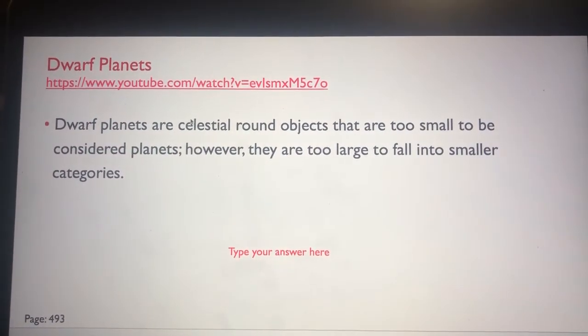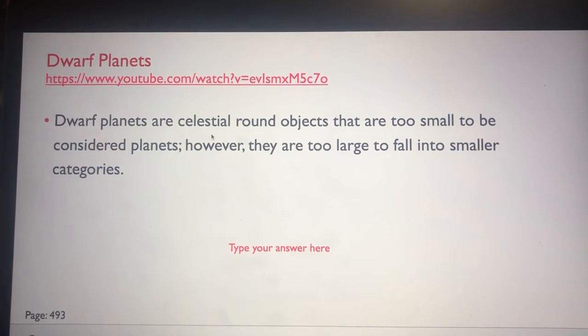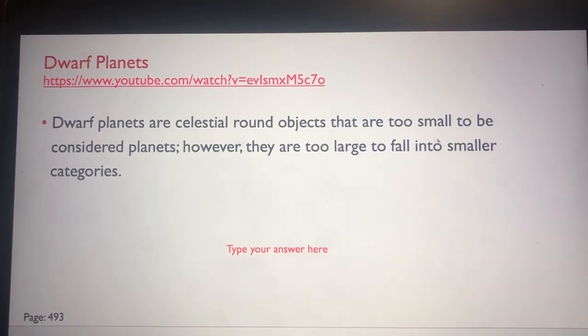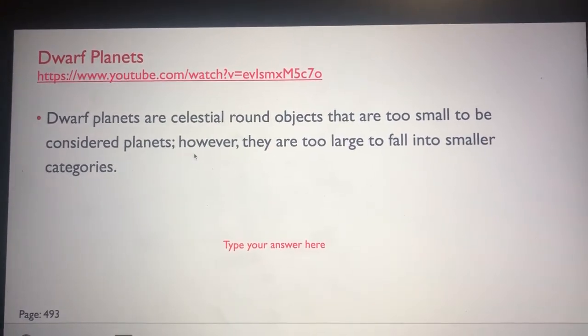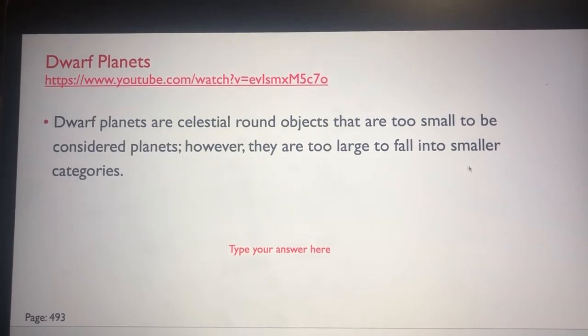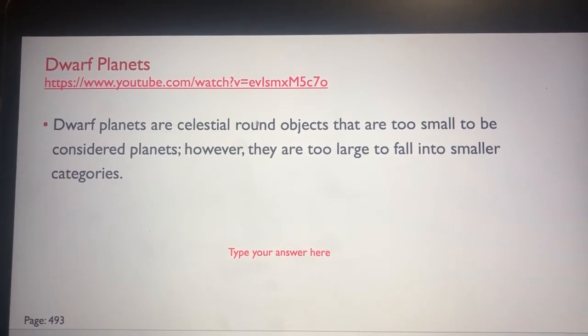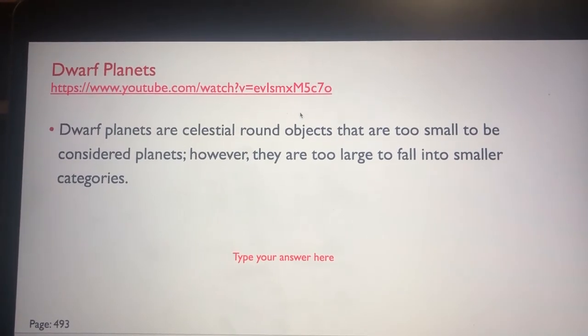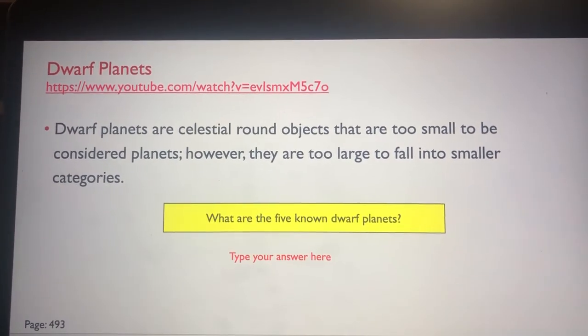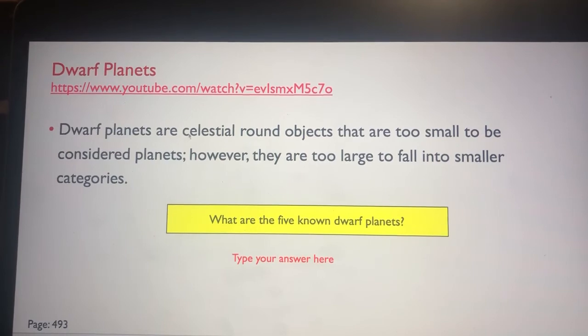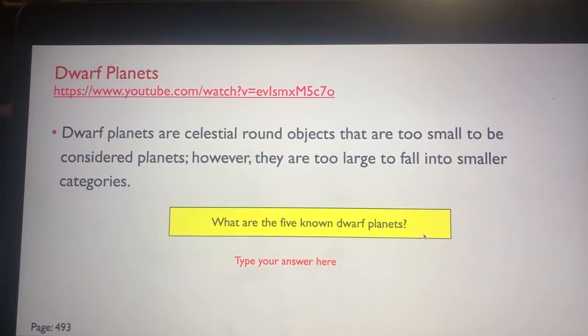Alright, last but not least, dwarf planets. Dwarf planets are celestial round objects that are too small to be considered planets. However, they are too large to fall into smaller categories. You can watch the video right here that explains the dwarf planets and it tells you examples about them. So, based on this information, please tell me what are the 5 known dwarf planets.